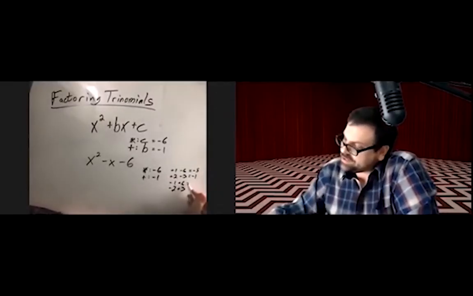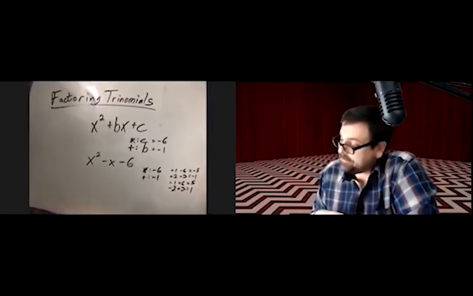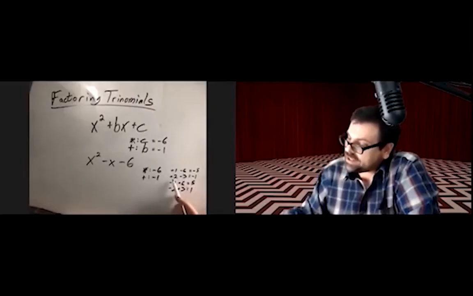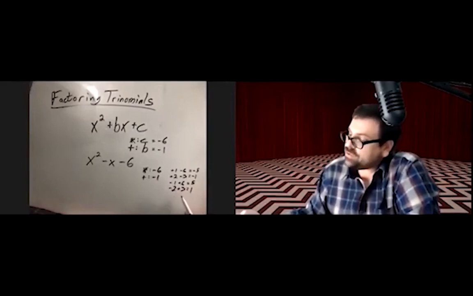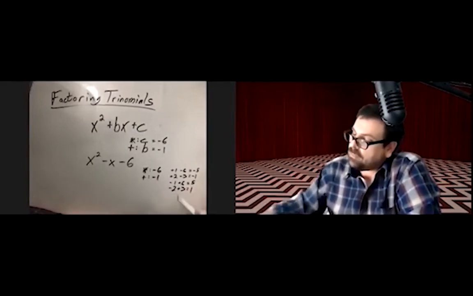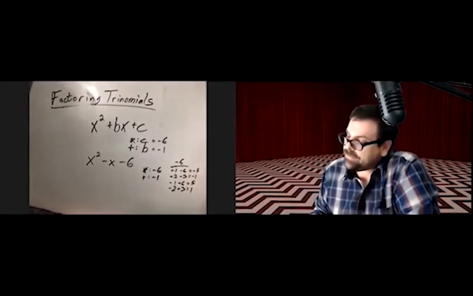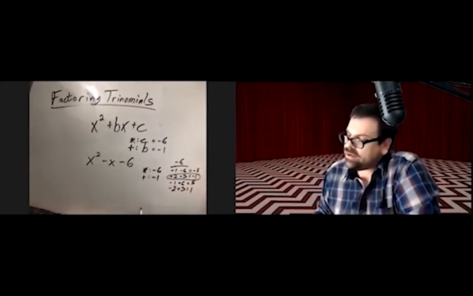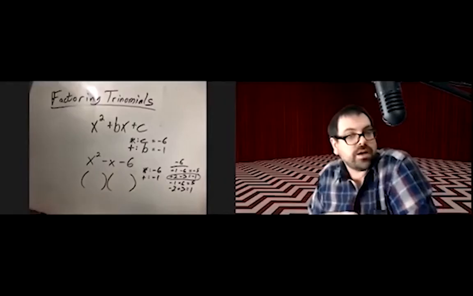If I were to finish this, negative 1 plus 6 would be positive 5. Negative 2 plus 3 would be positive 1. And we see each set, positive 1 times negative 6, positive 2 times negative 3, negative 1 times positive 6, negative 2 times positive 3, they all multiply to give negative 6. But the one that multiplies to negative 6 and adds to negative 1, those are what we're going to use in our factoring.